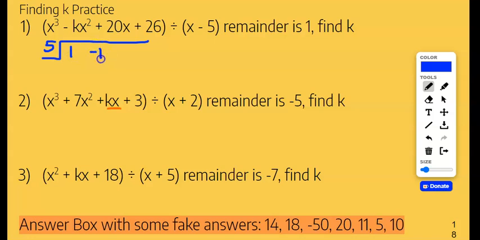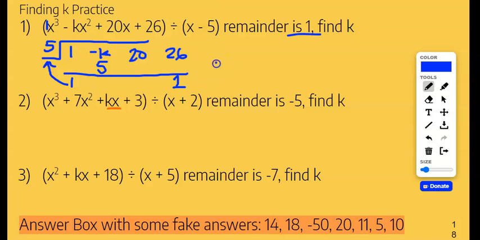1, negative k. See, k is representing the coefficient. It's just like it's in front of the x, just like the 20 is, or the 1 was, and the 26 is. Leave a little gap. And don't forget the remainder. This time it's 1. Drop the 1, boom, 1 times 5 is 5, and I'm stuck. Can't do negative k plus 5.